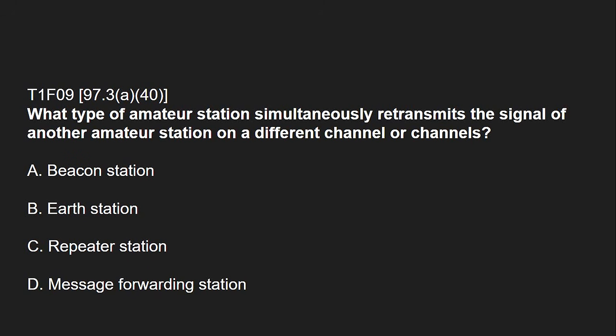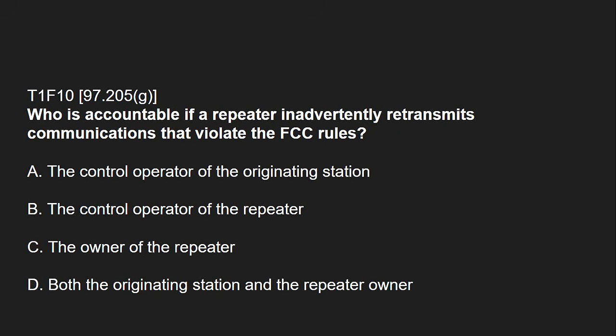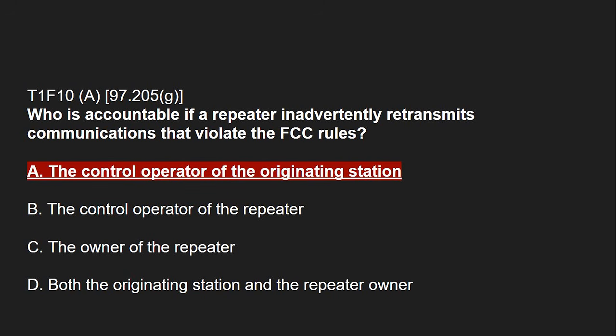T1F09, what type of amateur station simultaneously retransmits the signal of another amateur station on a different channel or channels? That would be a repeater. T1F10, who is accountable if a repeater inadvertently retransmits communications that violate the FCC rules? The answer is the control operator of the originating station.